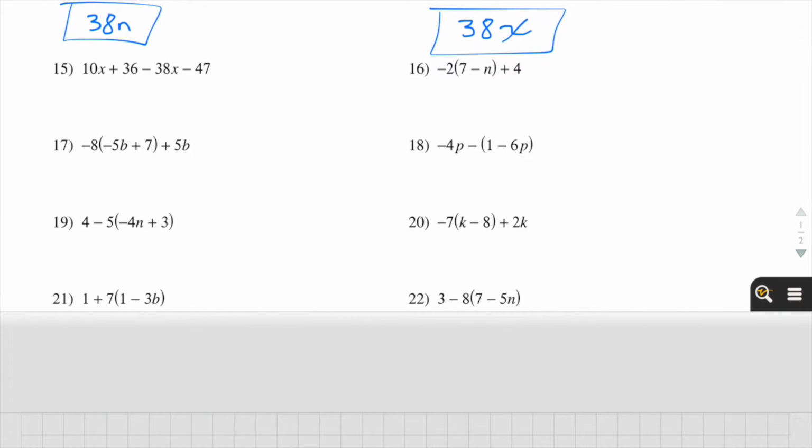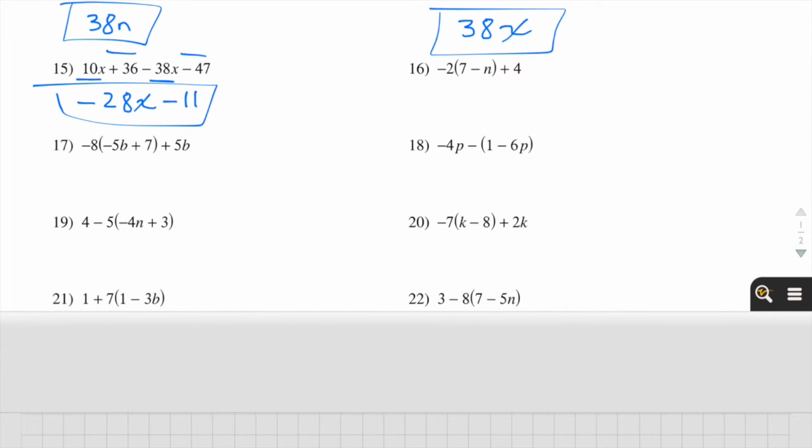15. 10x plus 36 minus 38x minus 47. So let's just take a look at the like terms. 10x minus 38x. We end up getting negative 28x for that. Take a look at the 36 and then minus 47. 36 minus 47 gives us negative 11. And that's number 15.